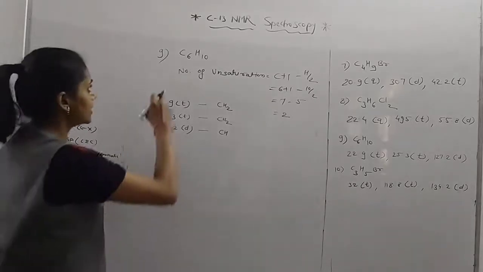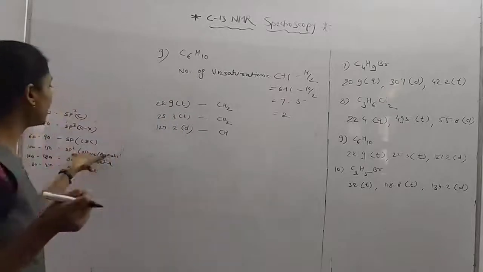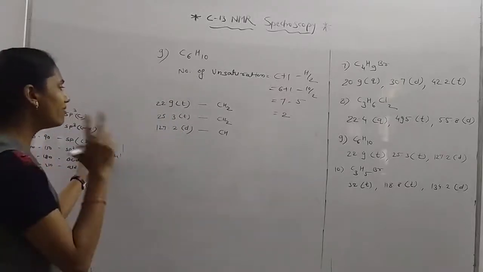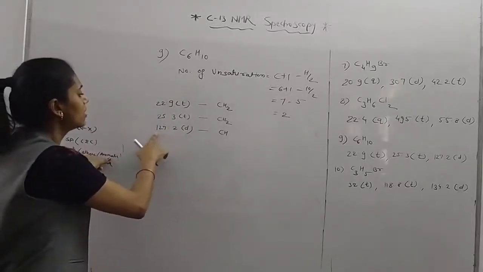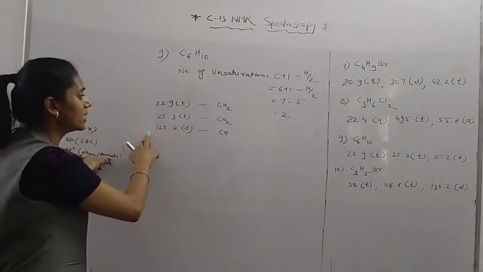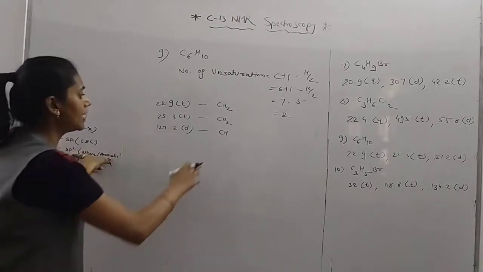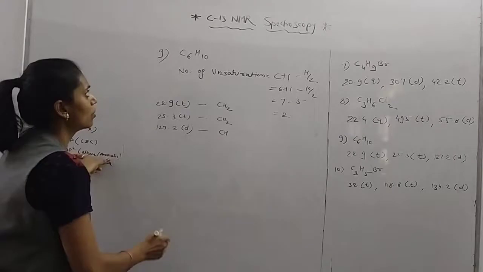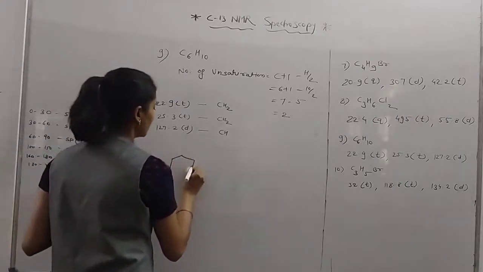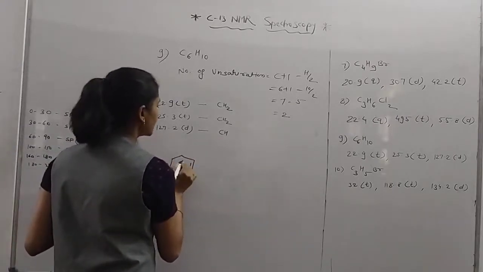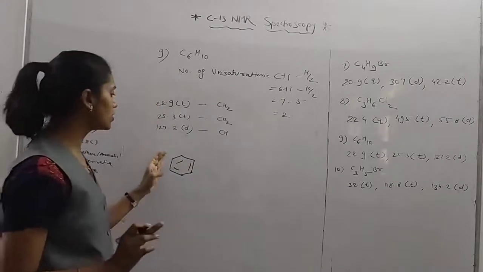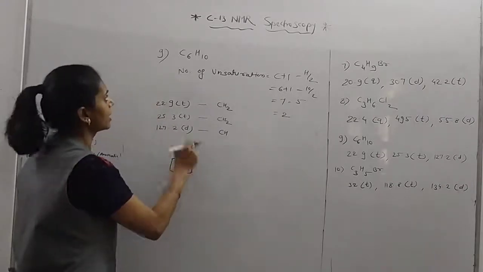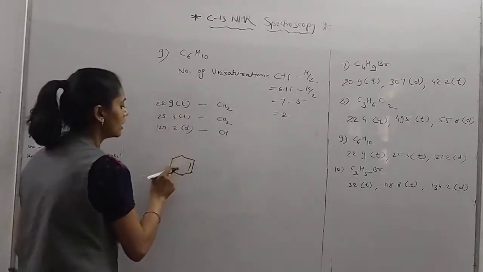See here there is C6. There is the possibility of aromatic compounds, but only one signal is given at 127. No other signal is there, and it is every time CH. So this type of structure is not possible. Okay, there are 6 carbon atoms. Hydrogen, I have written like this.